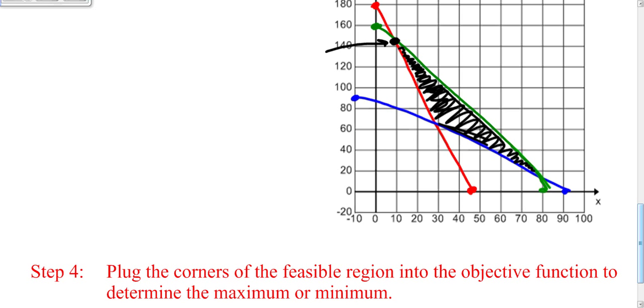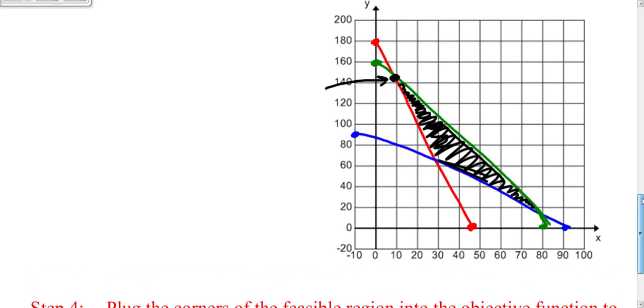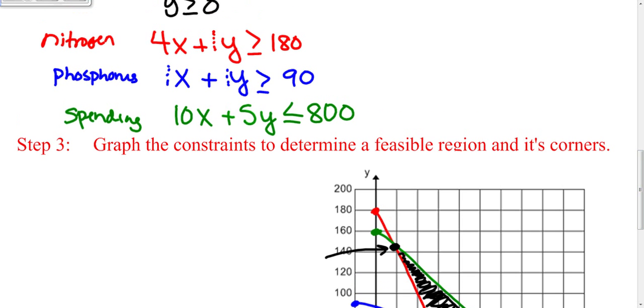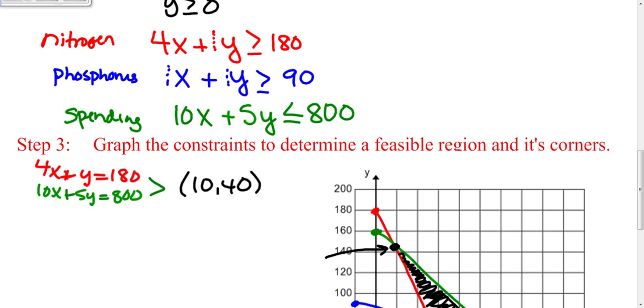That coordinate right there is where the red and the green line intersect. So the red and the green line means 4x plus y equals 180 and 10x plus 5y equals 800. Those 2 lines intersect at the point (10, 40). So that coordinate is (10, 40) right there.